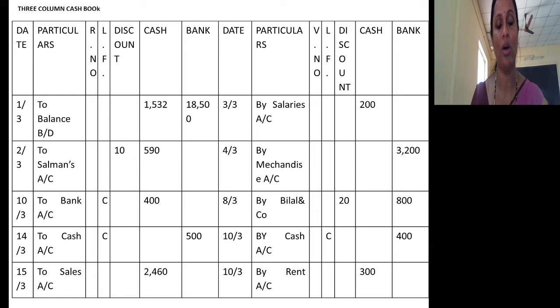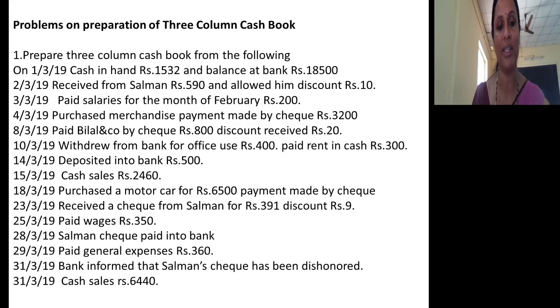So in the ledger folio column, I mentioned it in terms of C. The letter C is used to specify it's a contra entry.